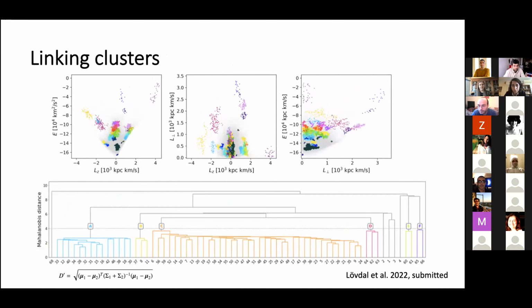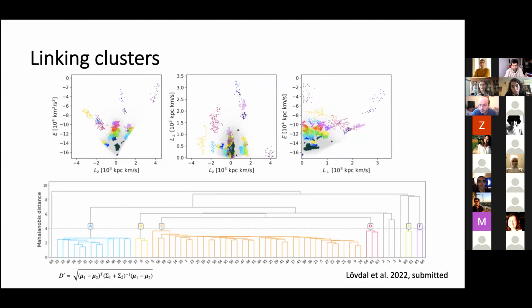So linking the clusters together, we start with a very simple kind of approach of just which clusters are close in this integral of motion space. And to quantify that, we use a Mahalanobis distance between each cluster and the other cluster distributions. And this is basically a way of comparing how close they are without just taking into account the means, but also taking into account the sizes of the clusters and the spreads and the orientations of the clusters.